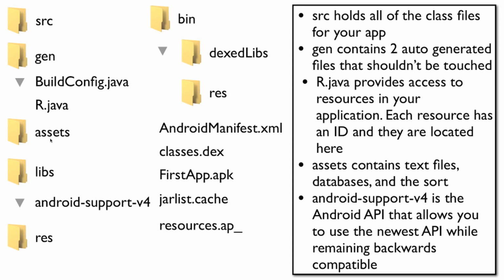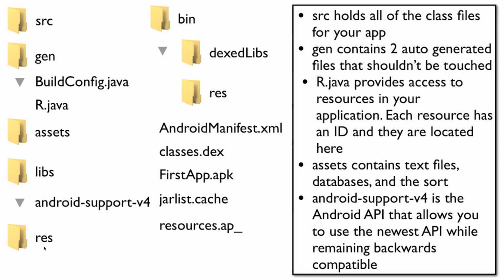Then we have our assets folder. It's going to contain text files, databases, and all the other different types of data files that you're going to need for your application. That brings us down to the libs folder, or library folder, and this is just going to have the Android support v4 API available for us so that we will be able to develop using the newest API while remaining completely backwards compatible to all the other previous versions of Android.